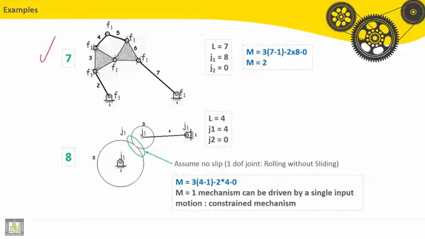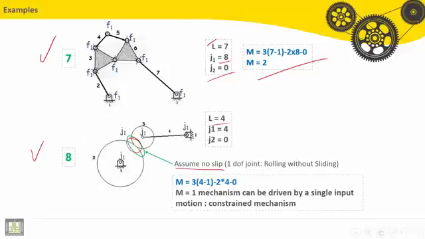Number 7, we have 7 links. Number of lower pair joints is equal 8, and no higher pair joints. So M is equal 2. Number 8, we have to assume here no slipping in this region.